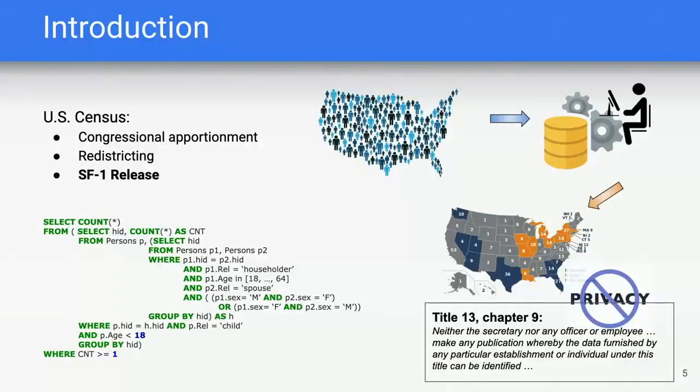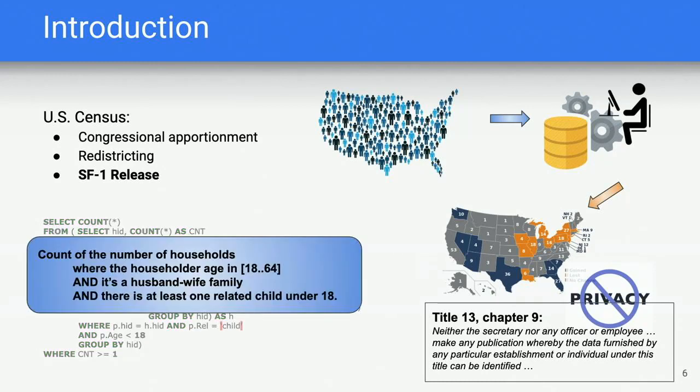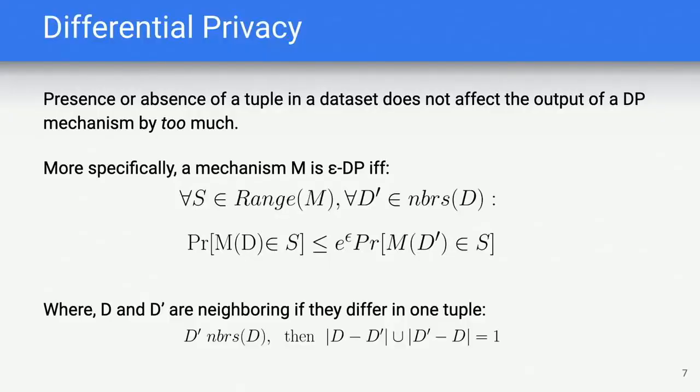Okay. And if we see the example of the Summary File 1 data release, they have queries like this, counting queries like this, which, okay, we're not going to read SQL right now. They count the number of households where the householder and these households fit certain properties. This query counts the number of households where the householder is in a certain age range and they have one child under 18 and so on. Okay. So what do we do for privacy?